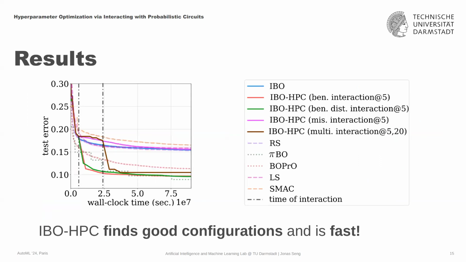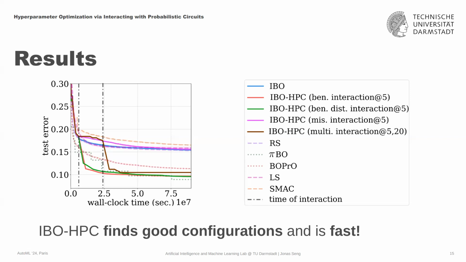Regarding results, we find that our proposed method, IBO-HPC, finds good configurations quite fast. So in the case where no user feedback is provided, the blue line, we find that IBO-HPC finds state-of-the-art results. And if beneficial user feedback is provided, so the green and orange lines, we see that our algorithm improves in terms of performance and in terms of speed.